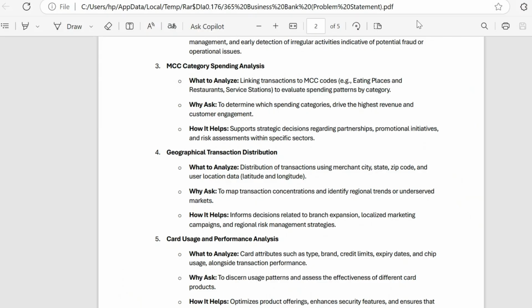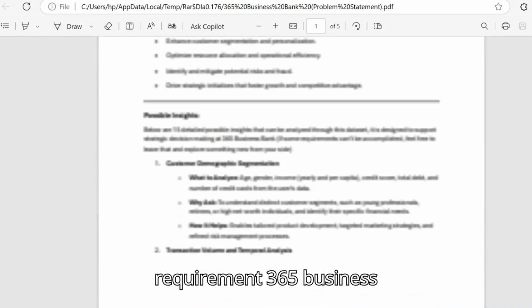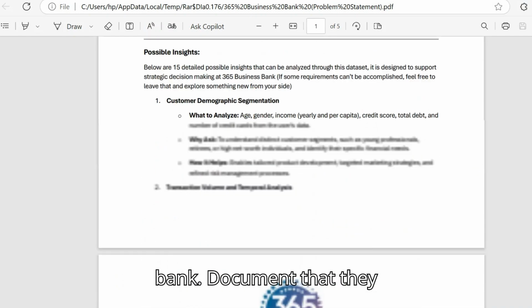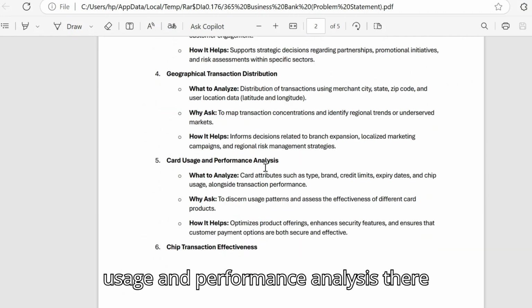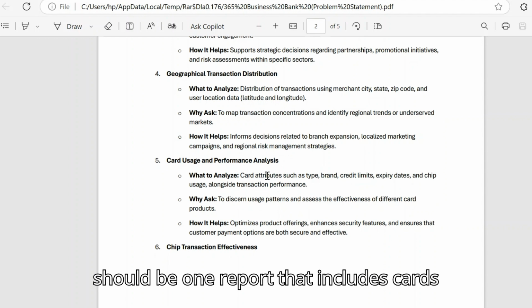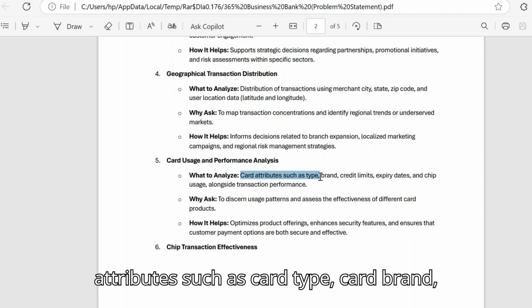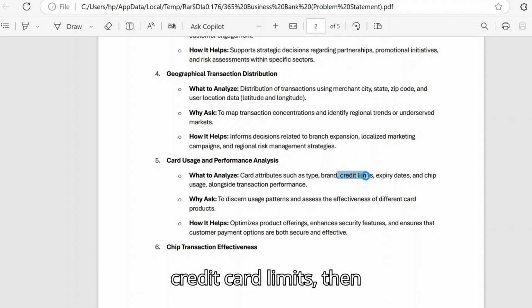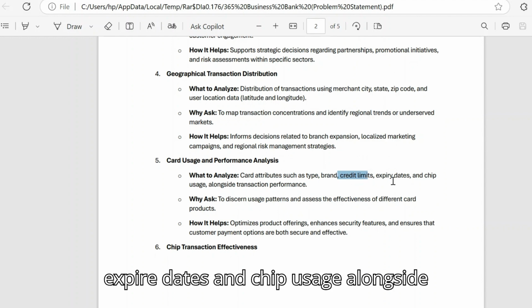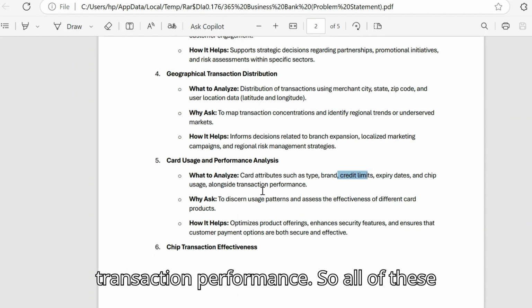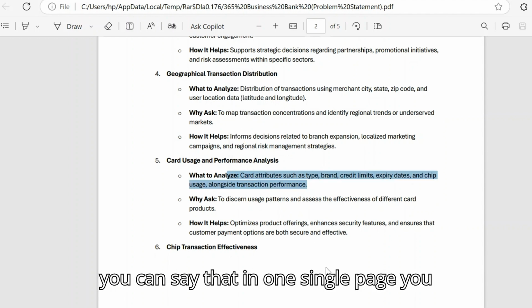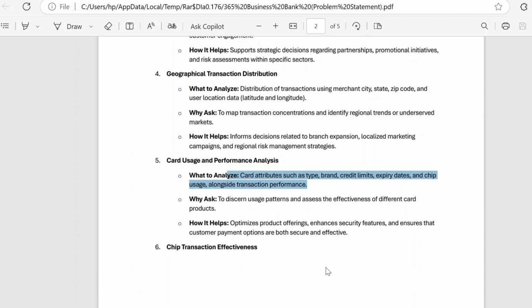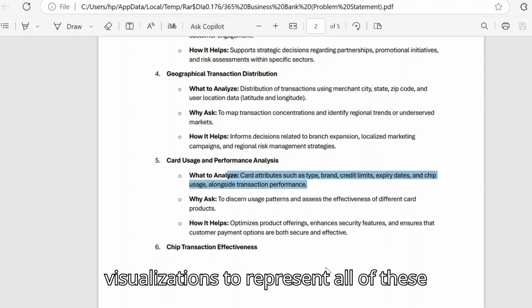Like if we get back to our requirement, the 365 business bank document, they categorically said that for card usage and performance analysis there should be one report that includes card attributes such as card type, card brand, credit card limits, then expiry dates and chip usage alongside transaction performance. So all of these aspects should be in one single report, or you can say in one single page. You have to use the minimum number of visualizations to represent all of these details.